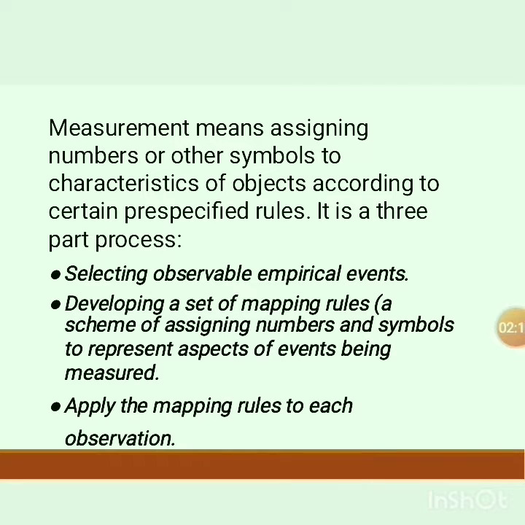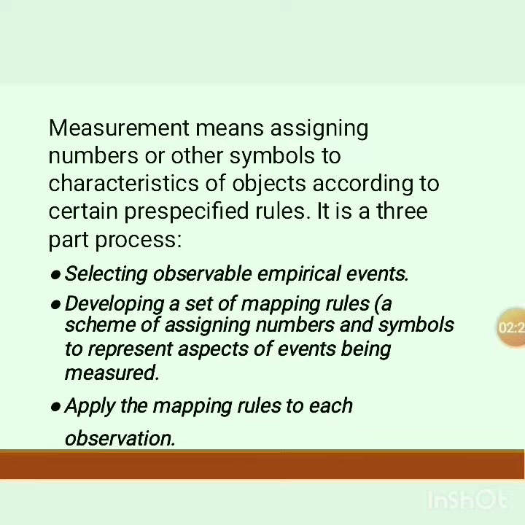Number one, selecting observable empirical events. Take another example. Suppose I want to know how many males and females are attending my lecture this time. So here I have selected gender as my observable event, which can be counted.